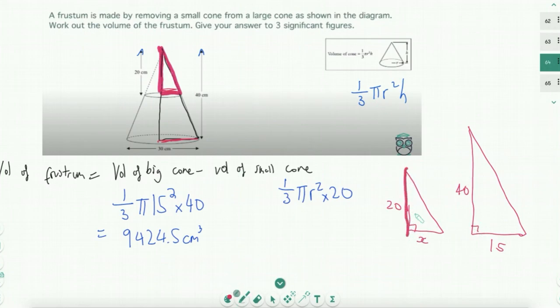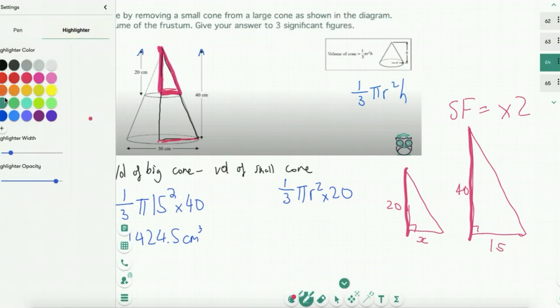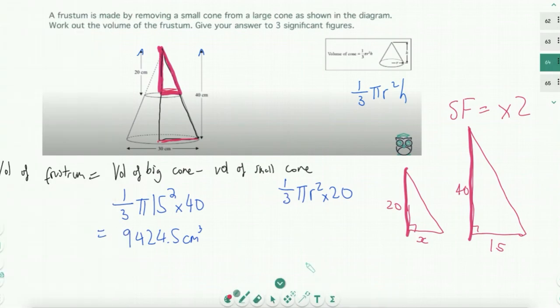These two sides are corresponding. How do you get from 20 to 40? Pretty easy, times by 2. So our scale factor is times by 2. So if we know this length is 15, should we times 2 or divide by 2? Well, since we're getting smaller, we'll divide by 2. So 15 divided by 2 is 7.5. So x is 7.5, which is pretty much our radius.